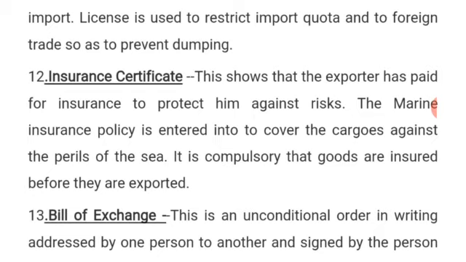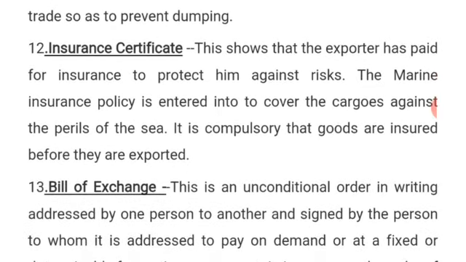If such happens, the trader might not have enough money to continue the business again, and that is why it is advisable for the importer and exporter to protect themselves against risks which might happen in the course of their trading activities.